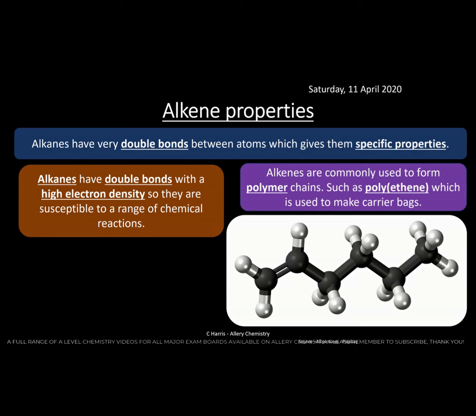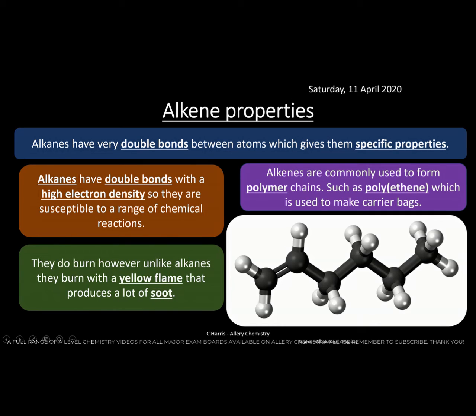So alkenes are commonly used to form polymer chains, unlike the alkanes, which can't. So they form substances like polyethylene, which is used to make carrier bags. They do burn, but they don't burn with a clean flame like alkanes do. So they're not great for fuels, but they burn with a yellow flame, and they produce a lot of soot as well.